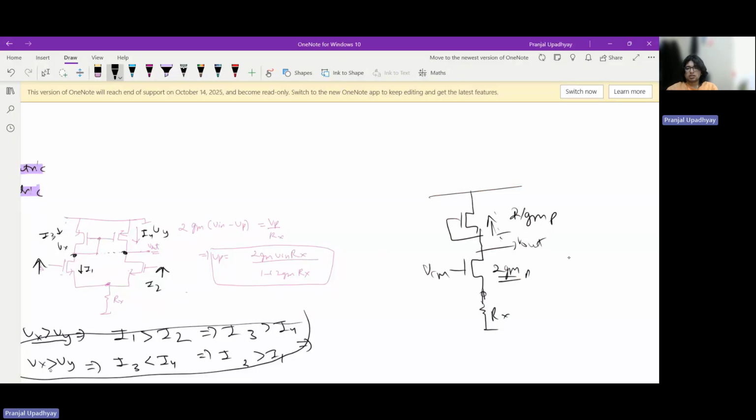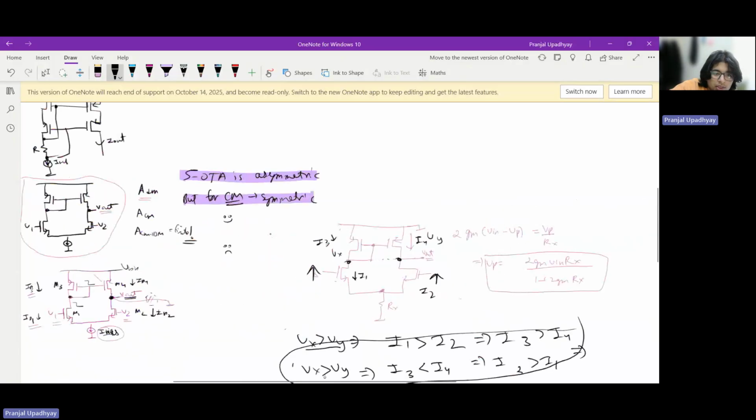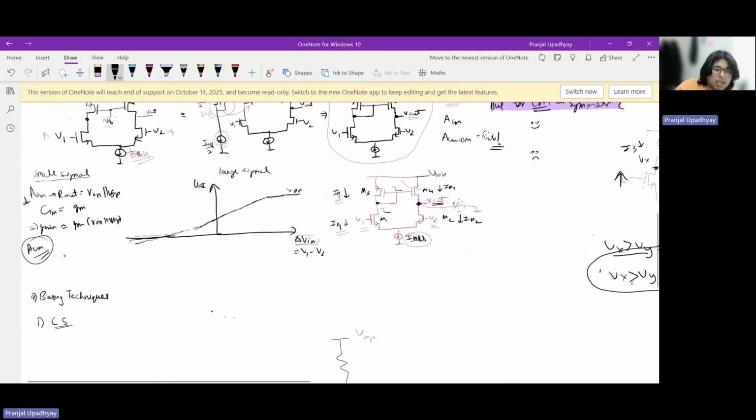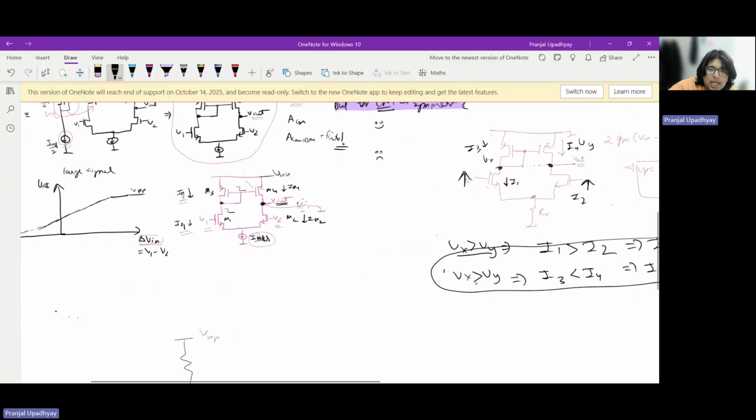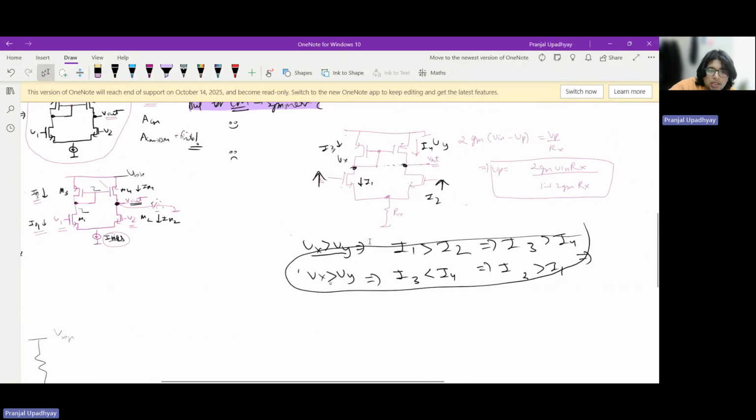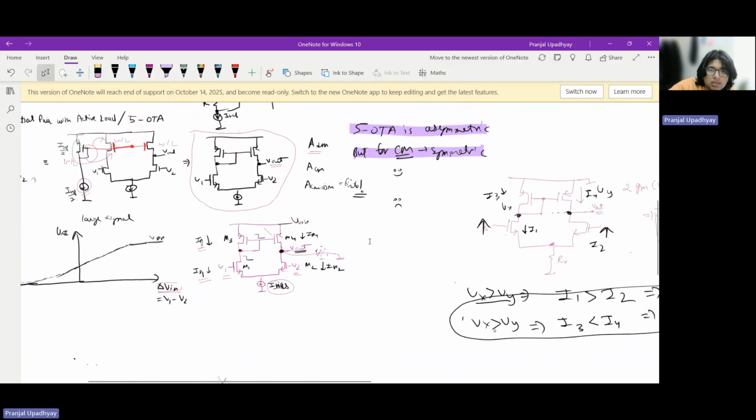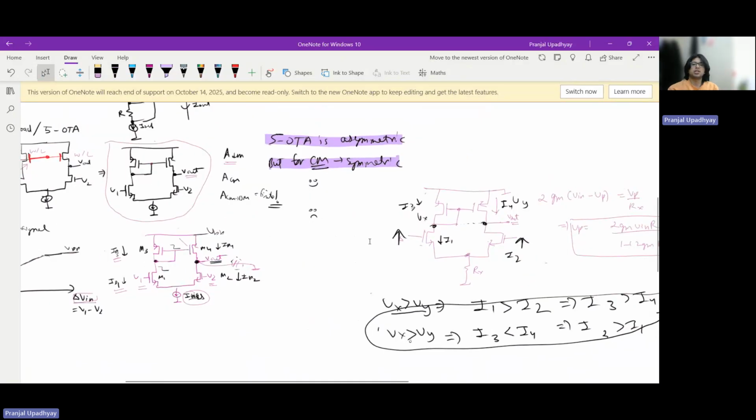But here we can easily conclude that the common mode gain will be inversely proportional to Rx, which means that the higher the value of Rx, or the more ideal the tail current source is, the lesser the common mode gain will be, right? So that out of the way, we are able to describe what a common mode will look like.